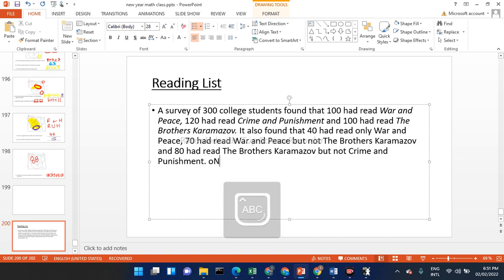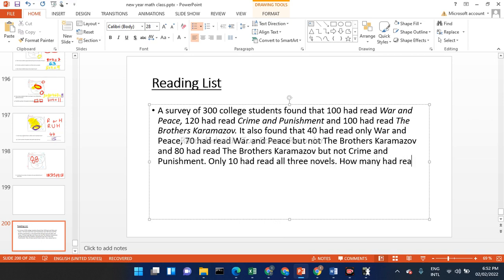Only 10 had read all three novels. How many had read none of these three novels?